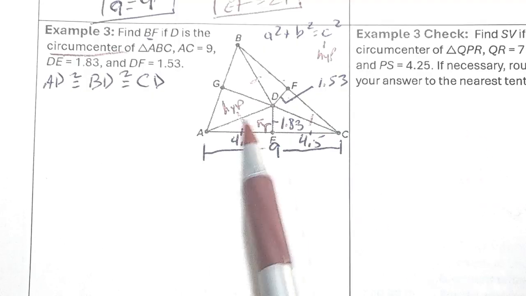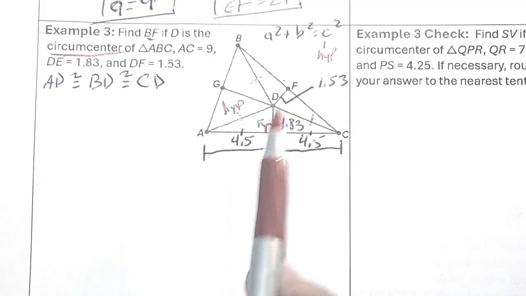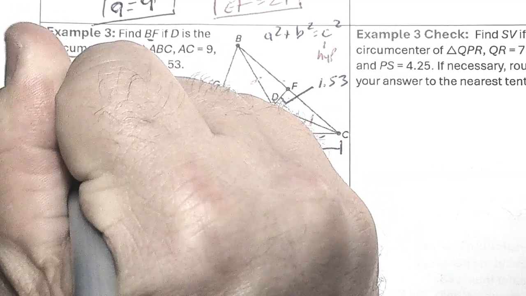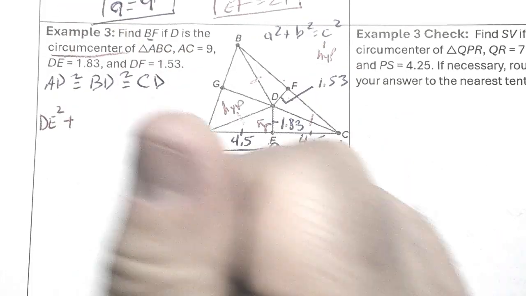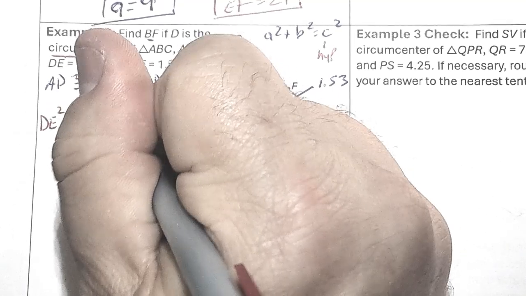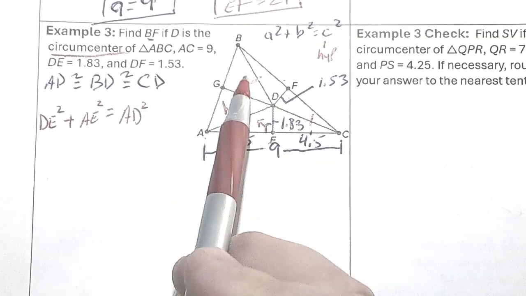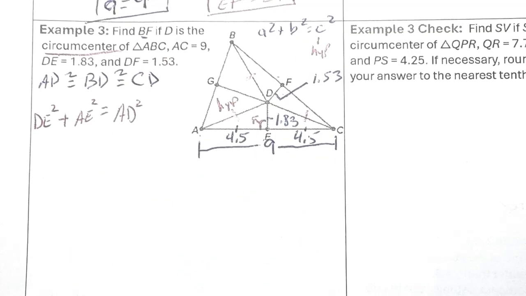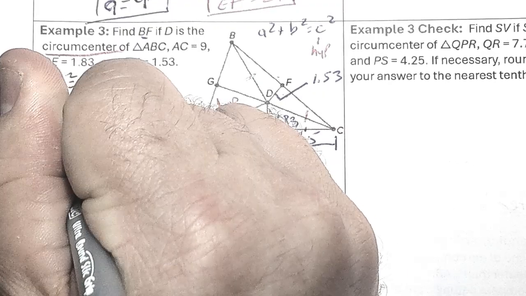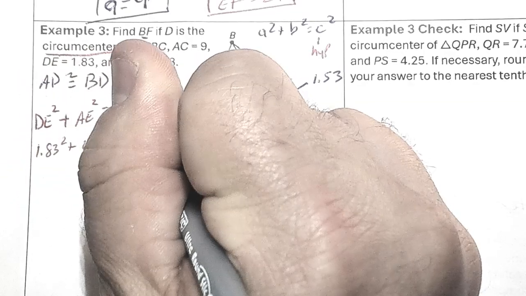All right, so we have an a squared and a b squared. We need a c squared. So DE squared plus AE squared equals AD squared. And remember, AD equals BD equals CD. We're looking for BF. That's going to give us that measurement. All right, so now we're going to plug these in. So this is 1.83 squared plus 4.5 squared, which is going to give us that AD squared.